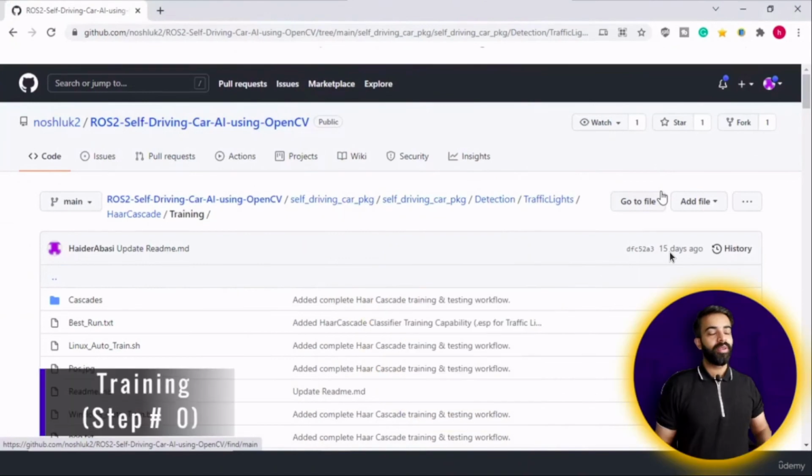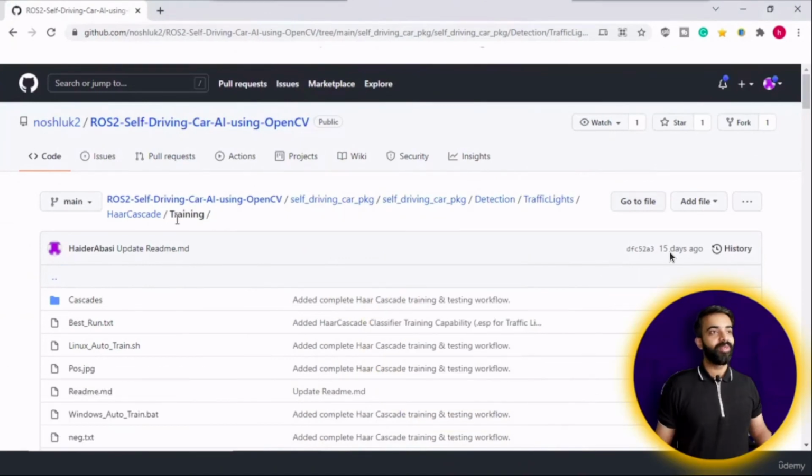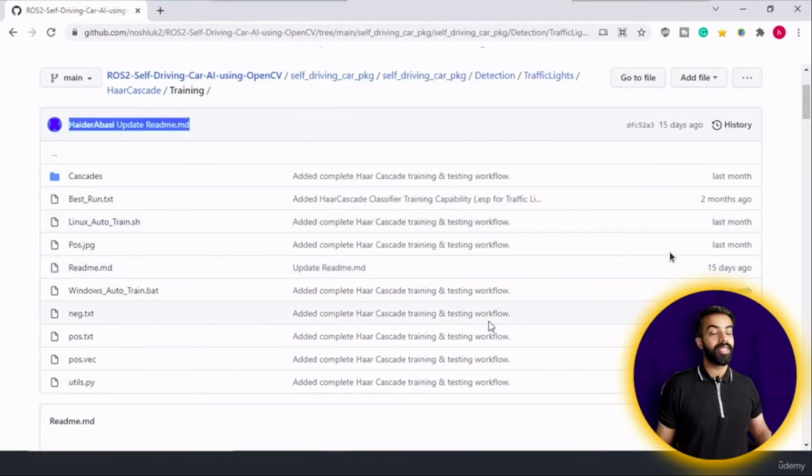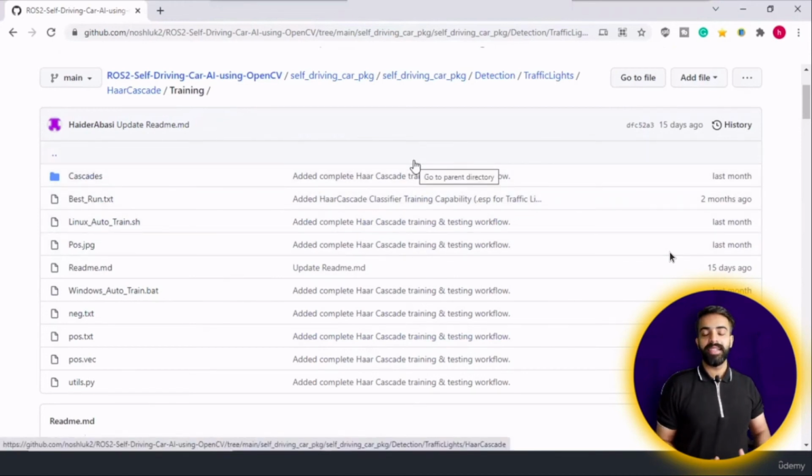Now, moving on to our GitHub repository, here we navigate to the training directory in the Haar cascade inside the traffic lights. So right here, what you will observe is that we have several files that will be required to train the Haar cascade, along with a folder of cascades named as cascades. Now, at the moment, this folder is empty, and all the rest of the files are necessary to train the Haar cascade. But once the Haar cascade has been trained, that will be stored inside the cascades folder, and from that we can access it and use it in our project.